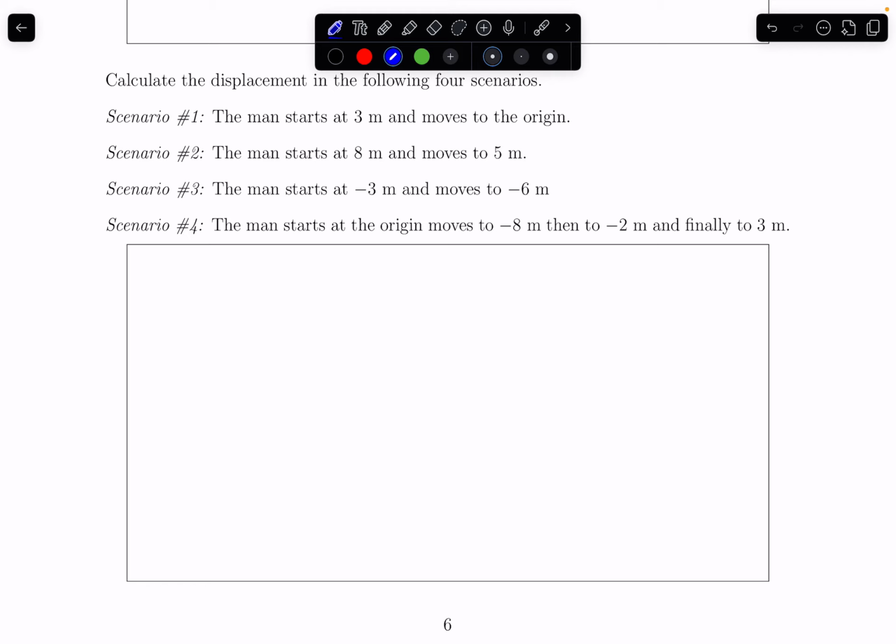Did you need to know that the guy went to -2 before going to his final position? No, right? And that's the point of displacement. It doesn't care what happens in between. It only cares about two things. It cares about the initial position and how many units in a straight line you need to walk to get to your final position. Final minus initial.